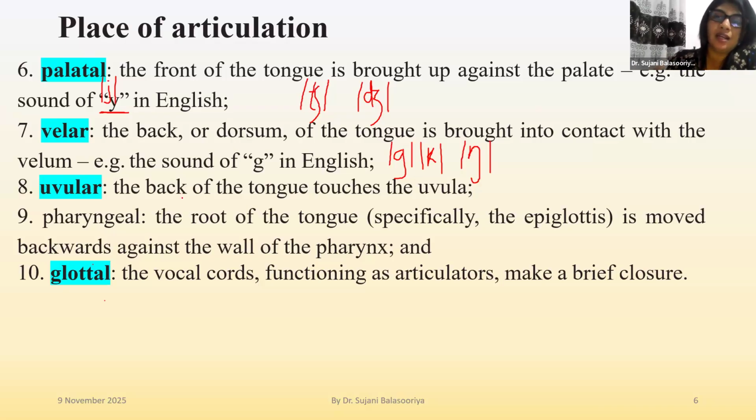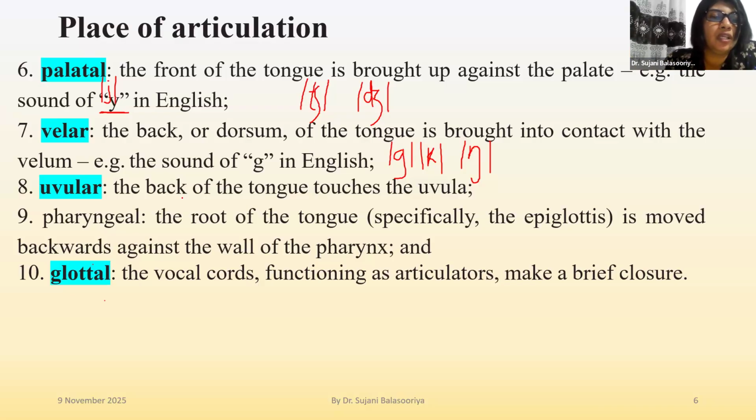uvular means the area, that small hanging organ after the soft palate, right? So we call it uvula. And when the tongue touches the uvula and produces some consonants, we call those consonants uvular consonants, right? Uvular consonants. The back of the tongue touches the uvula.